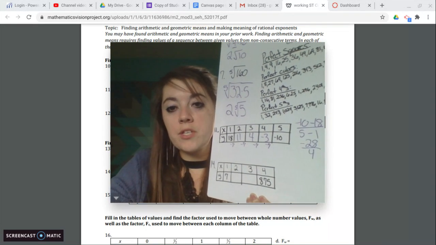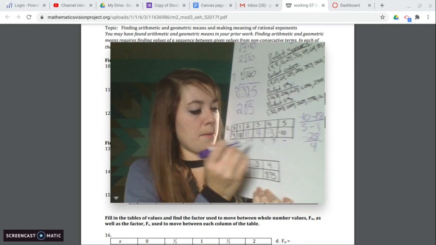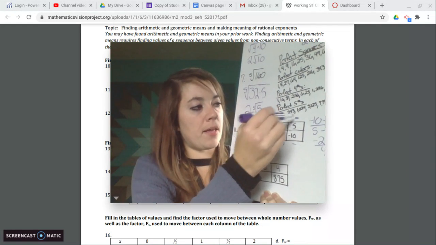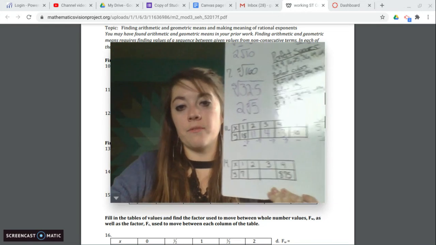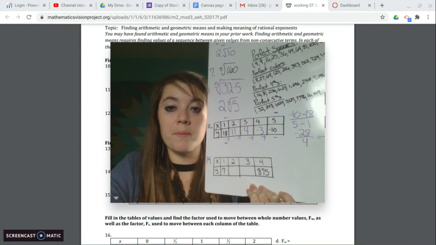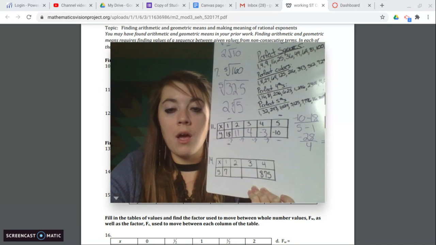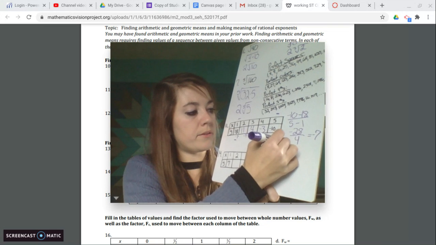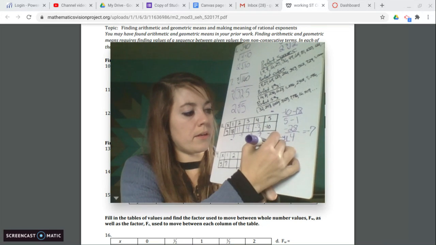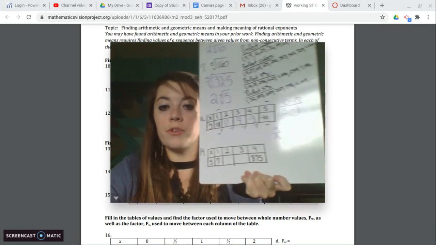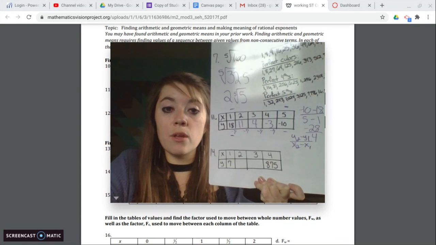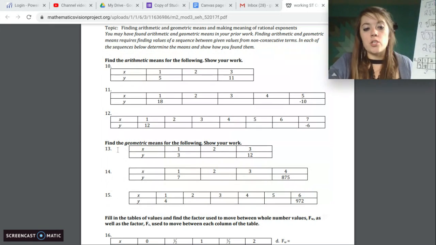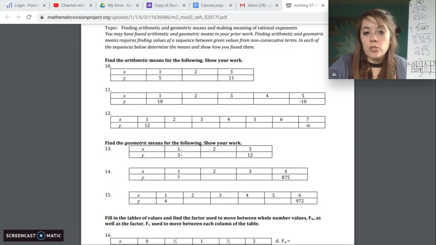So how you do each of these is you take the last term minus the first term and divide it by the last term number minus the first term number. So it's your slope formula. y2 minus y1 over x2 minus x1. So y2 minus y1, x2 minus x1, for those of you who need to see that. So you're doing slope for arithmetic means, okay? All right, the next section, 13 through 15, is the geometric mean.